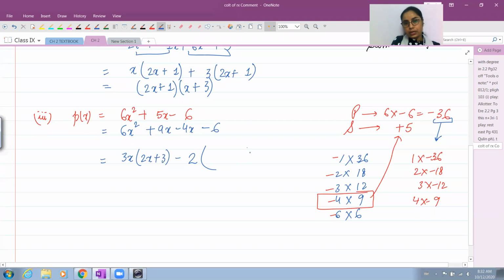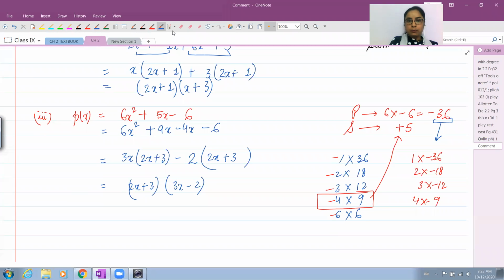And now from the last two terms, I've taken a negative factor common. The terms inside the bracket are going to change their signs. Earlier, they were both negative. Now the binomial inside the bracket will have both positive terms, 2x plus 3. And now the binomial is common. The monomials will be left inside. These are the two linear factors of the given polynomial.